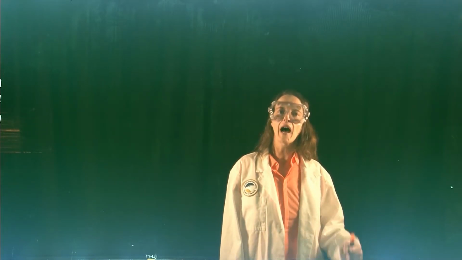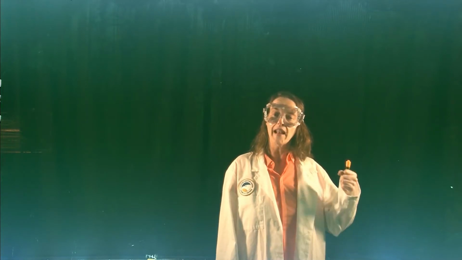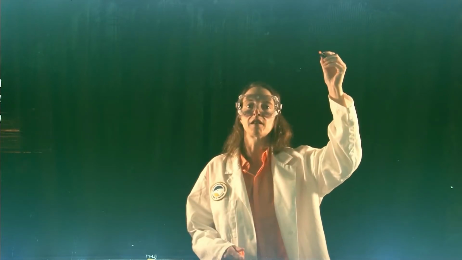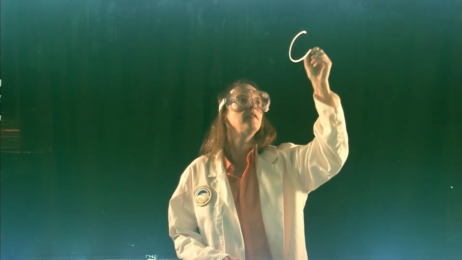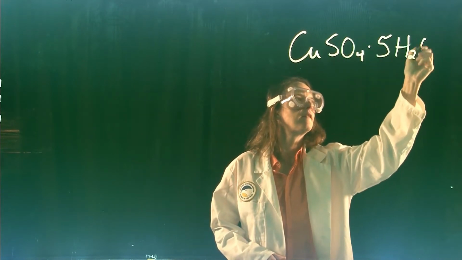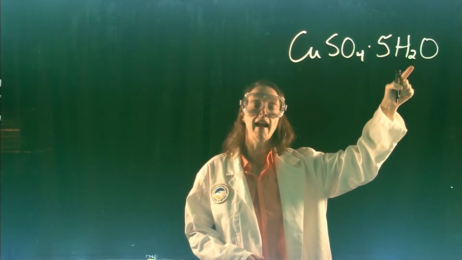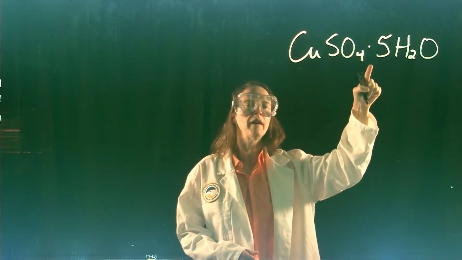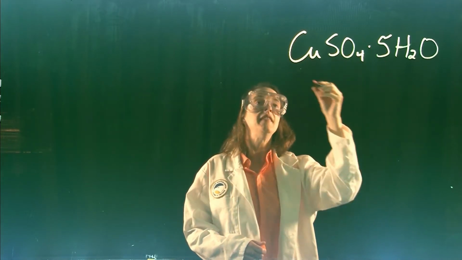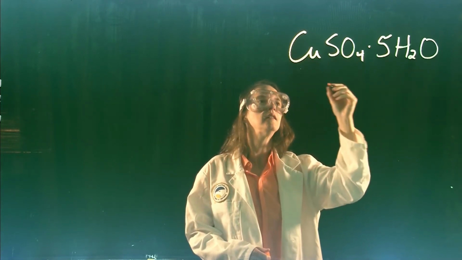Today's topic, hydrates. Hydrates are compounds in the solid phase that have water molecules attached to them. One example is copper sulfate pentahydrate. We put the little dot here to indicate the water molecules that are attached. It's a 1:5 ratio of copper sulfate to water. The entire compound is referred to as a hydrate.